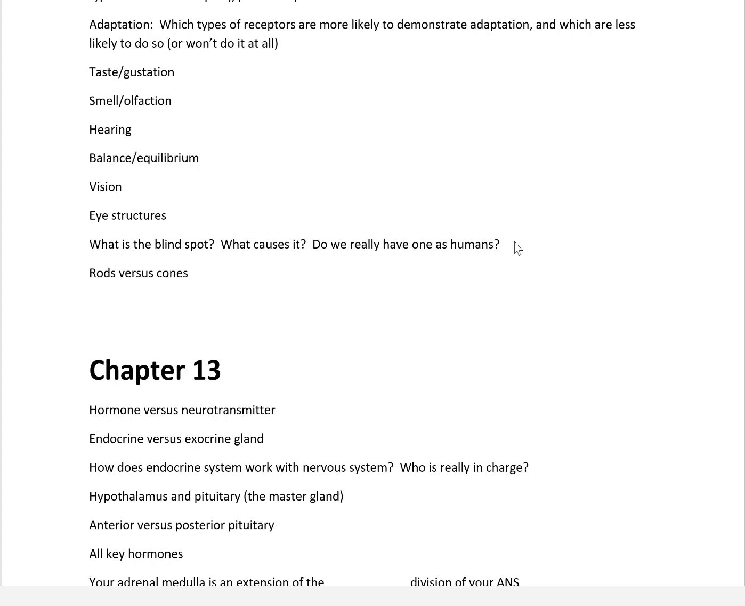That's what causes it. But the reason I want to chat about this: do we really have one as humans? Each eye has a blind spot, but you don't, right? That's because you have binocular vision. You have two eyes, and the blind spots don't overlap. So there's not an area right now you can't see with both eyes. But if you close one eye, that's not true. So individual eyeballs have a blind spot, but as a human, with two eyes, I would say that we don't.